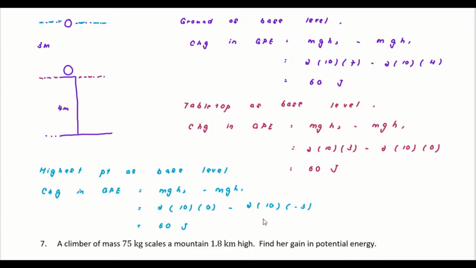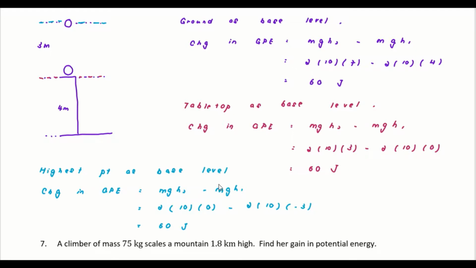Okay, so this is the idea where you can choose any base level and at the end you will get the same answer. But just to make sure that if you already choose tabletop as the base level, then your H2 and your H1 must be based on the base level of tabletop. You can't suddenly use tabletop for H2 and then suddenly use the ground for H1. You must use the same base level for the entire question after you have decided. Like what I said, normally we love to deal with a positive height rather than negative height. So I'll encourage you to go with the first two approaches rather than the last one.